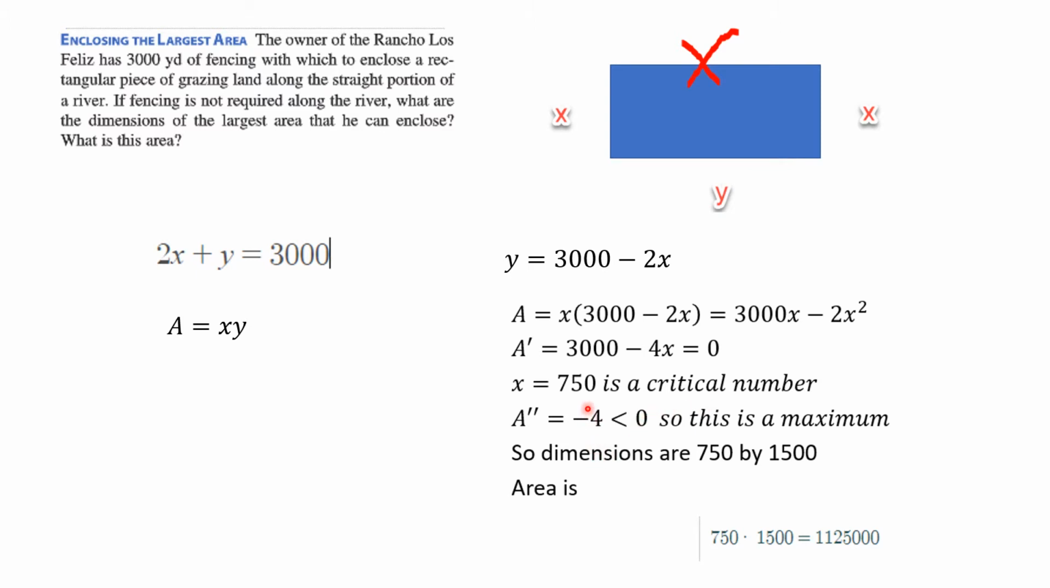And so what we're going to do is we're going to check. I'm using the second derivative test. So here's the first derivative. So the second derivative is minus 4. That means that this is a maximum.